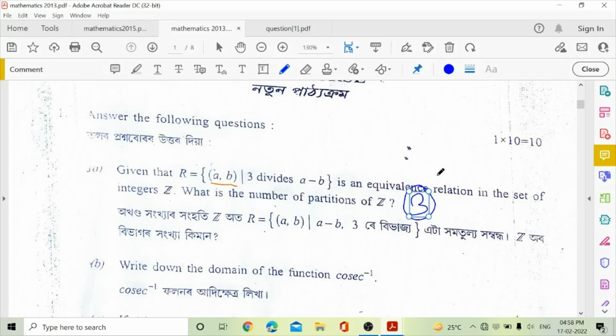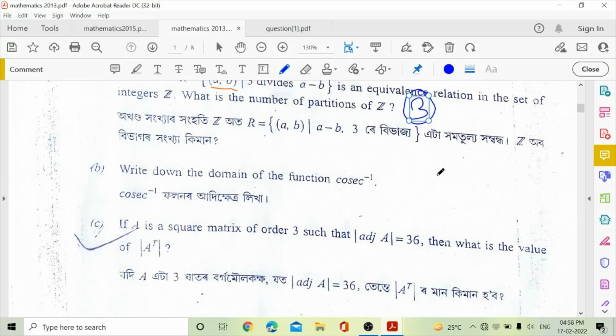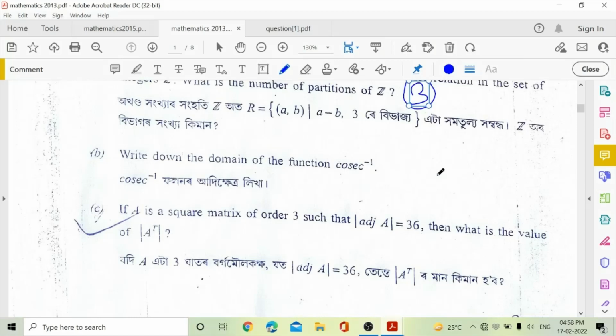Okay, so let's go to the next question. Write down the domain of the cosec inverse function. So it is known to you, the cosec inverse function. Generally, what is the domain of sine inverse? The domain of sine inverse is, I think, known to you.